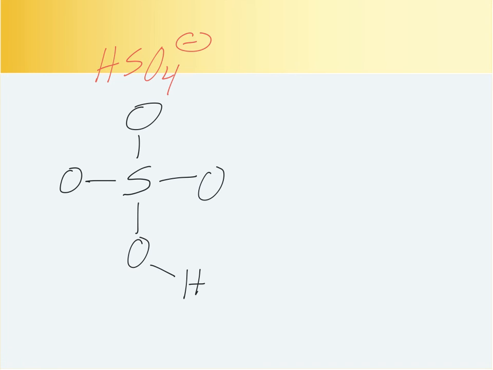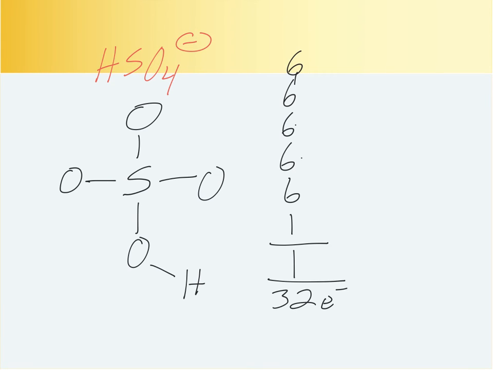So we could say each oxygen has 6, 6, 6, 6. Sulfur has 6. And then hydrogen has 1, plus the 1. Don't forget the 1. I almost did. The 1 from the negative charge. That would add up to something. What would that add up to? Math is tough sometimes. 2, 4, 6, 8... 32. There's a lot of electrons in this. All right, so start putting lone pairs in.